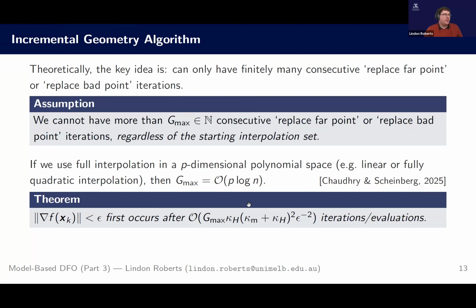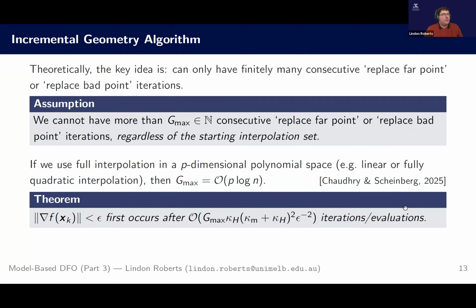That requires this many iterations or evaluations, because there's only 2 evaluations per iteration. We've still got the epsilon to the -2. We've still got all these constants, which are the same as the model-based method that we looked at yesterday. And now we've got a factor of G max out the front.